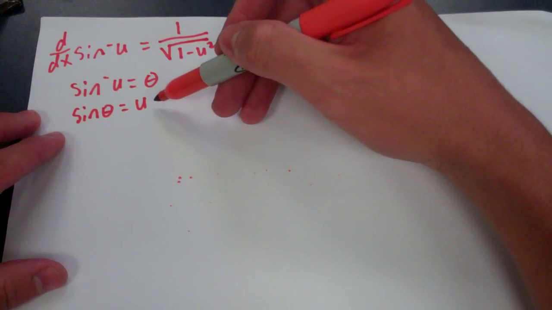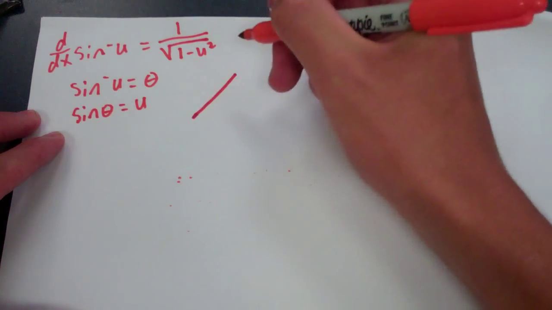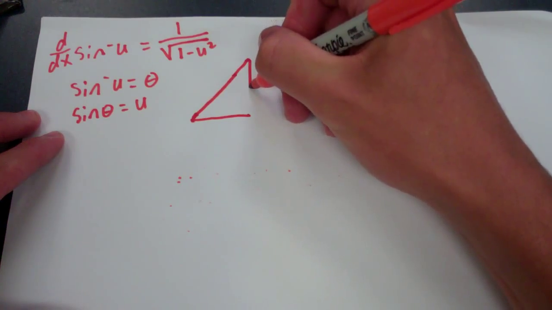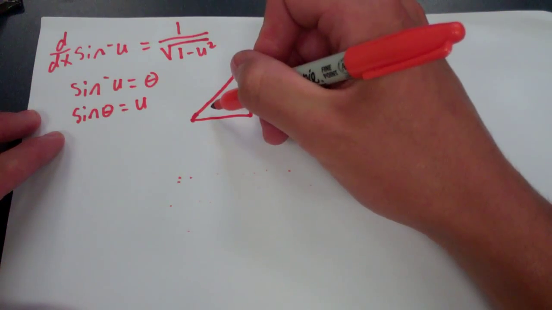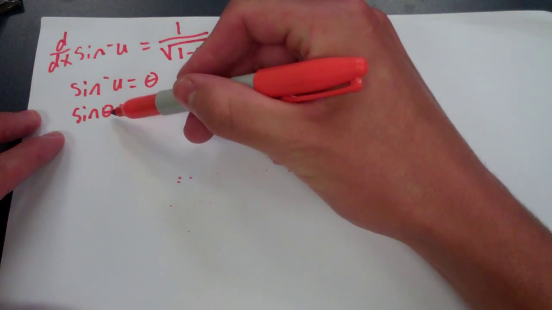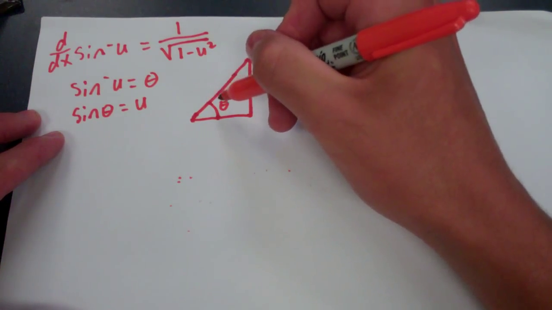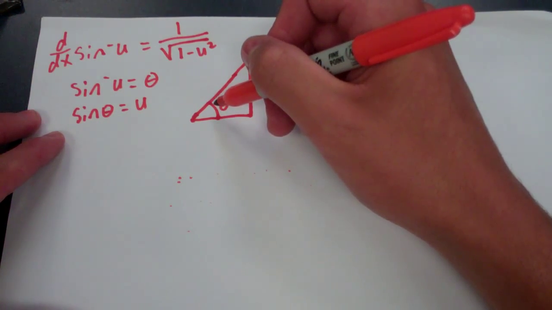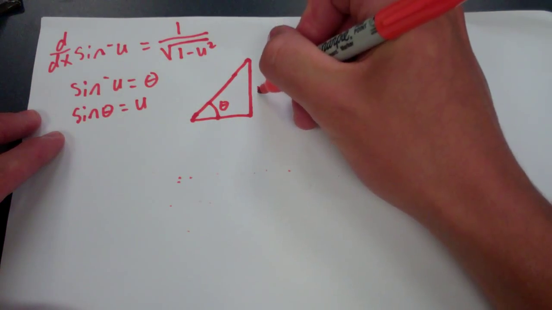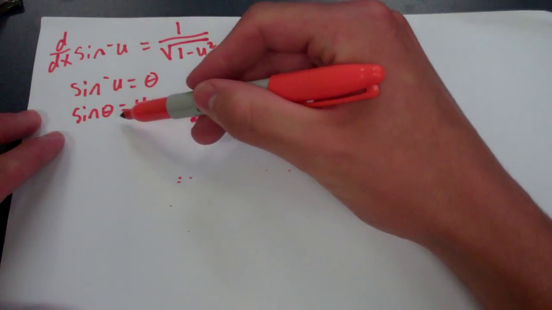So if we write it like this, we can just look at a simple 90-degree triangle here. Excuse my mess, I'm not the best artist. Okay, and here's theta. And what's sine of an angle is equal to u? Well, let's find out. Sine is opposite over hypotenuse. This must be 1. Okay, so sine theta is equal to u.